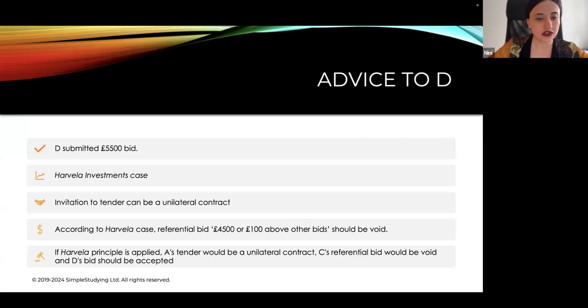According to the Harvela case, a referential bid of £4,500 or £100 above other bids should be void. So according to this case, referential bids of anyone who bids, whatever, I'm going to pay £100 more, that kind of bids are not accepted or void. If the Harvela principle is established, a tender would be a unilateral contract, so not an invitation to treat, but a unilateral offer. And the claimant's referential bid would be void, and defendant D's bid should be accepted, because it's the highest. And A's tender would not be an invitation to treat, but a unilateral offer.